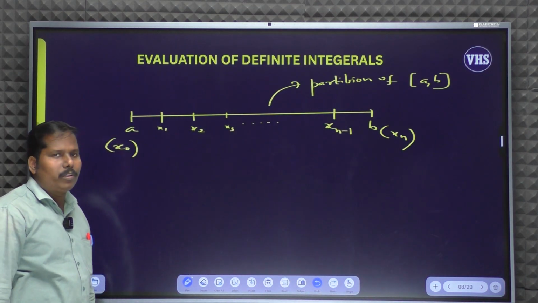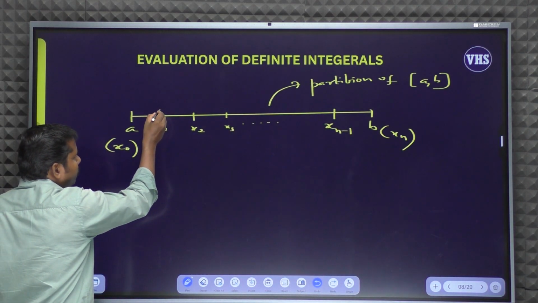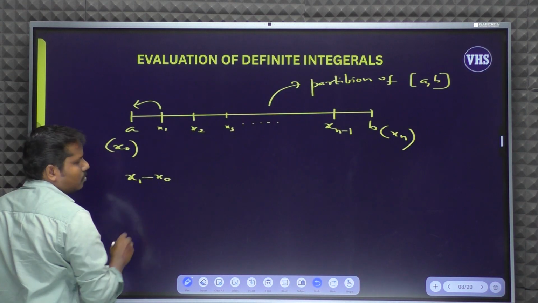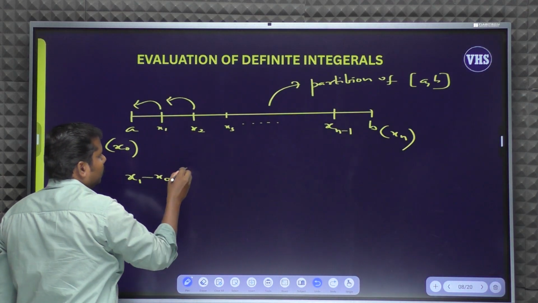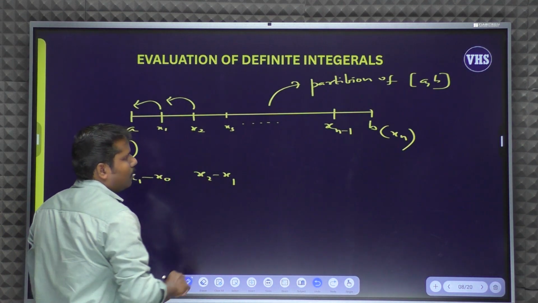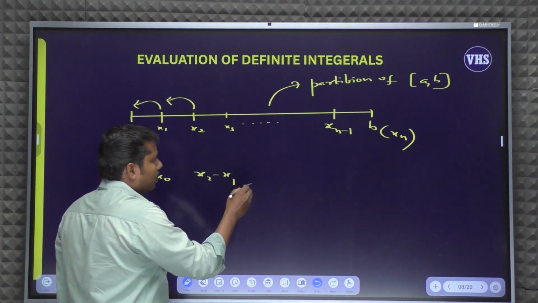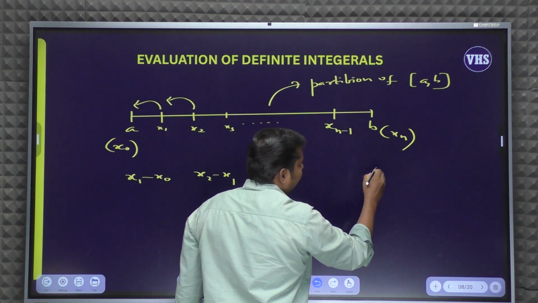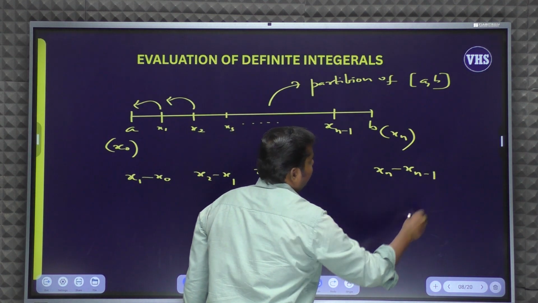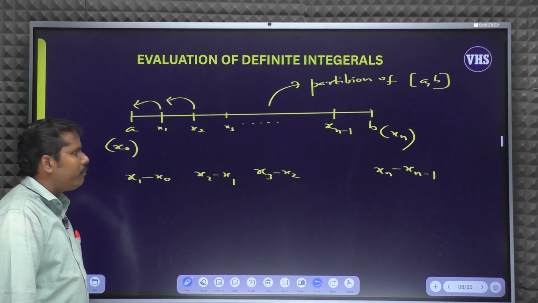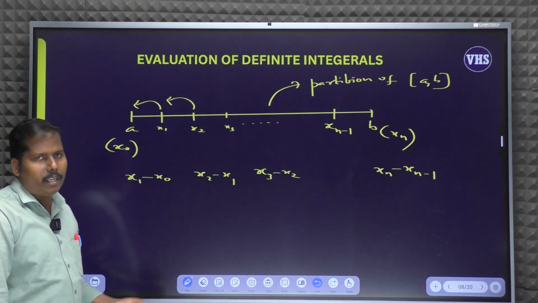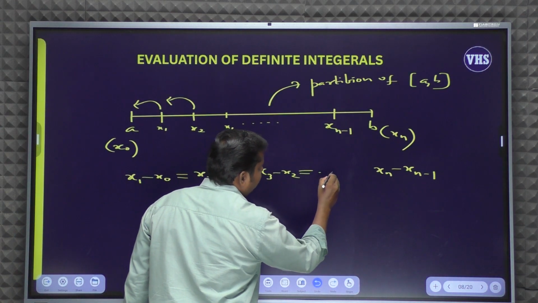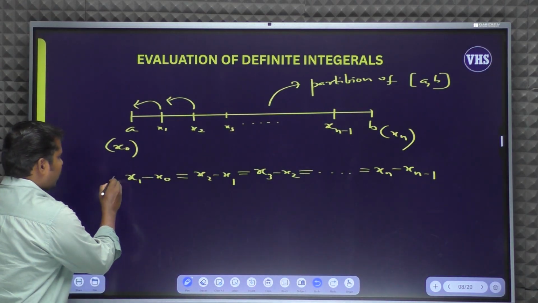Students, here we need to assume one more thing. Here you can find out the width of each interval. What is the width of this first interval? x1 minus x0. What is the width of the second interval? x2 minus x1. In a similar way, the width of the third interval is x3 minus x2, and so on. Finally, you are getting the difference xn minus xn minus 1. So these are the widths of each interval and we need to assume them all equal here. Let us assume that all intervals have equal width and call it delta x.